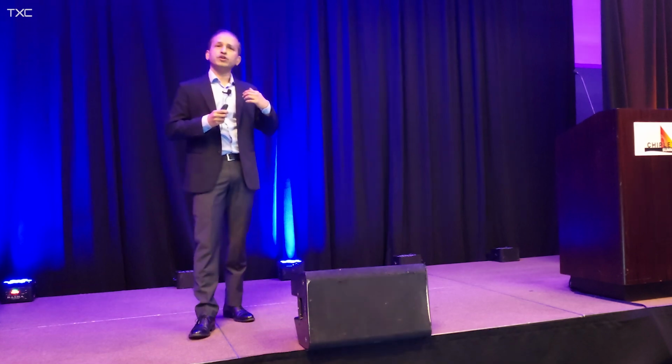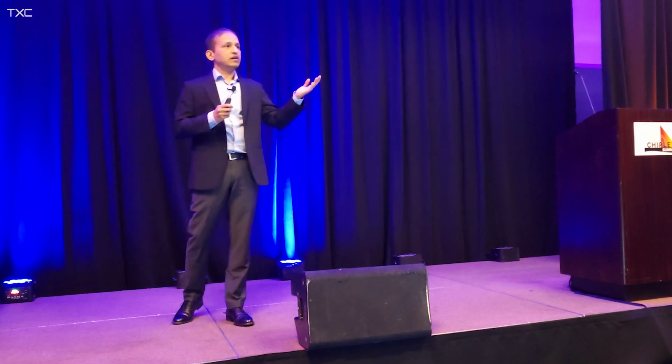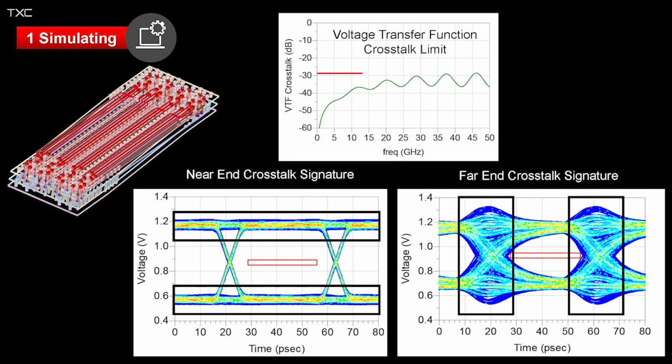We also had to work on another KPI for UCIe, that's the VTF, or voltage transfer function, that gives you a good clue on crosstalk performance. Crosstalk has a signature. You can see what near-end crosstalk or far-end crosstalk means, and you can see some of the signatures in the eye diagram plots on this, but it gets simplified into a simple crosstalk limit voltage transfer function.